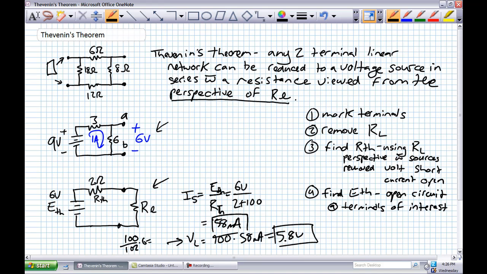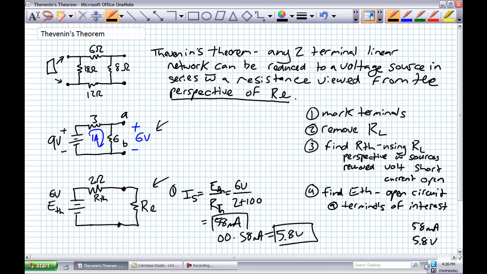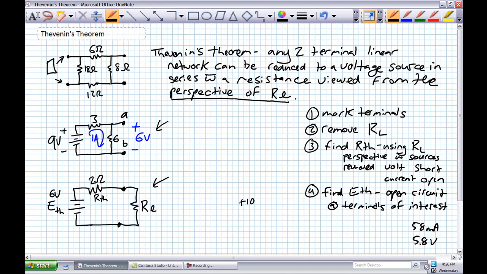Now, compare and contrast the calculations that I just did. Here's one calculation, 2 calculations. I'm going to put the answers over here: 58 milliamps, 5.8 volts. With the rigmarole that you're going to have to go through using the above circuit, your original circuit.